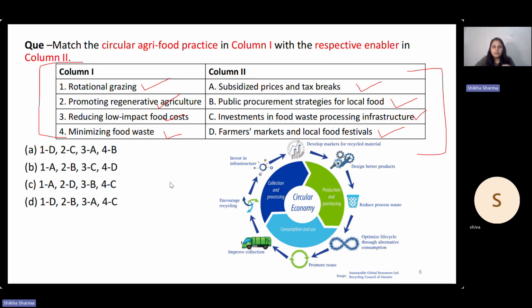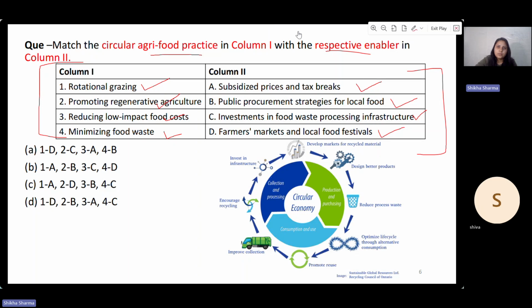So we need to tell which one is correct here, which agri food practice is matching to the respective enablers. Anyone who would like to answer this question?